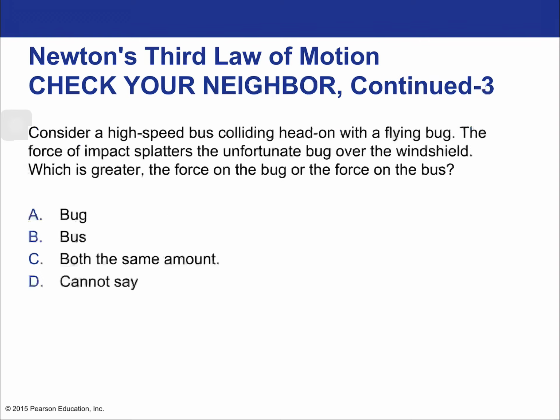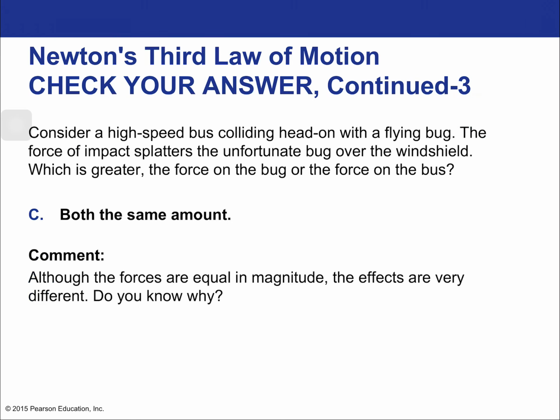Consider a high-speed bus colliding head-on with a flying bug. The force of impact splatters the unfortunate bug over the windshield. Which is greater, the force on the bug or the force on the bus? We have a tiny little bug, right? It just gets splattered on the bus. It just gets obliterated by the bus, and the bus just continues on its way. But we know they're the same. It's the same force. Same exact force.